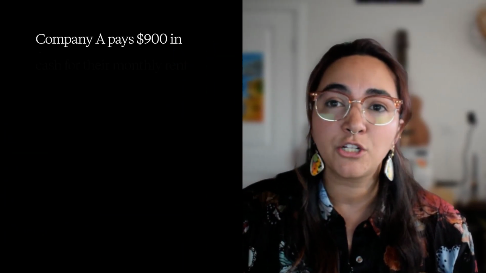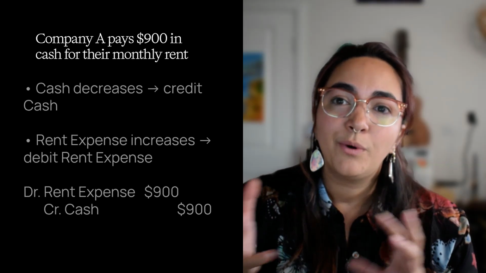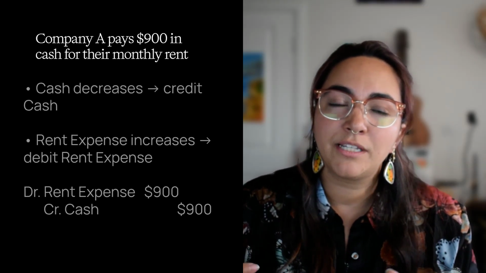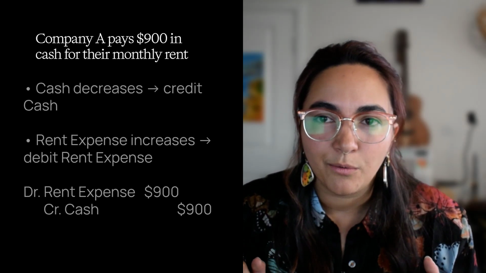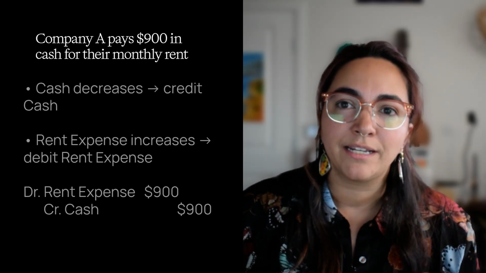Now what's happening? Cash is going down, so cash is decreasing for company A. Now what's the other account? Rent expense. Now we're seeing an increase in an expense, which is going to be a debit. So we have a debit to rent expense and a credit to cash. What's the amount? $900. Debit, rent expense, $900. Credit, cash, $900. Now, those are the real basics of how to build a journal entry.